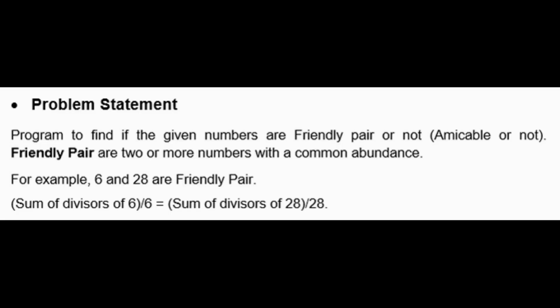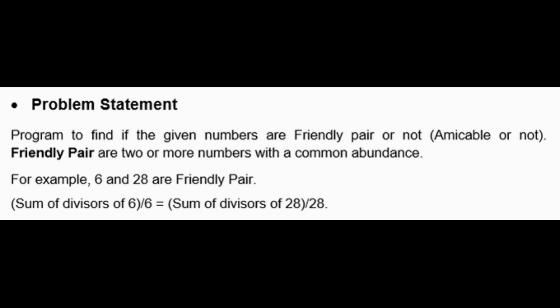As we said about the two experiment problems, the first problem statement is a program to find if the given numbers are a friendly pair or not, that means amicable or not. Friendly pairs are two or more numbers with a common abundance. For example, 6 and 28 are a friendly pair.